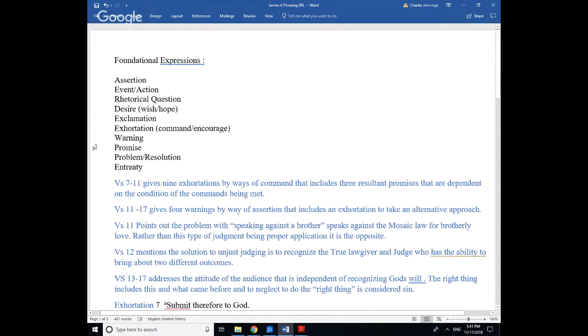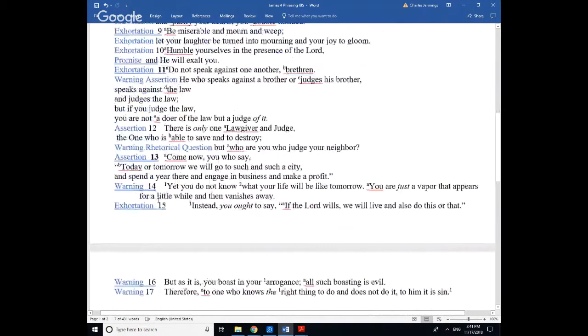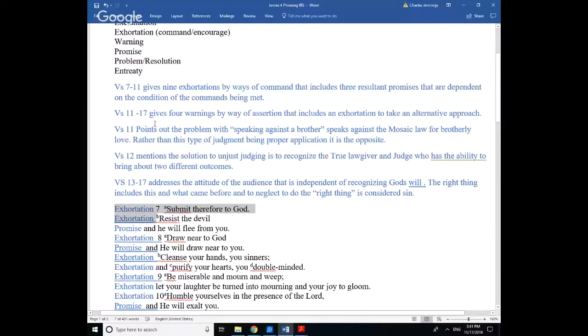I just looked at this and, okay, I can definitely see tons of exhortations by way of command here with a few promises sprinkled in. Looking at basically two main emphases here, verses 7 through 11 give 9 exhortations by way of command that include 3 resultant promises that are dependent on the condition of the commands being met.